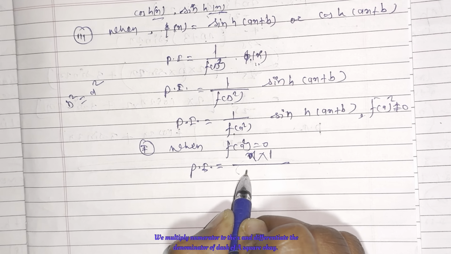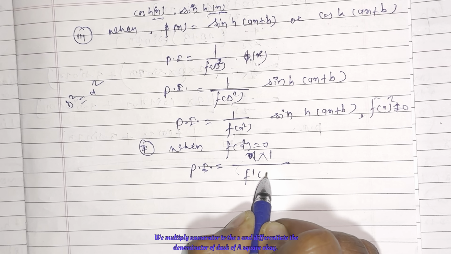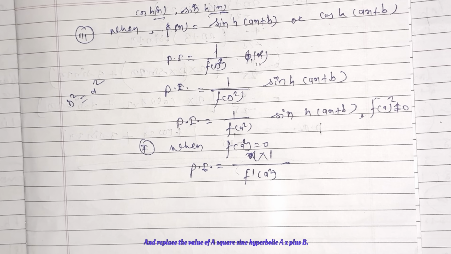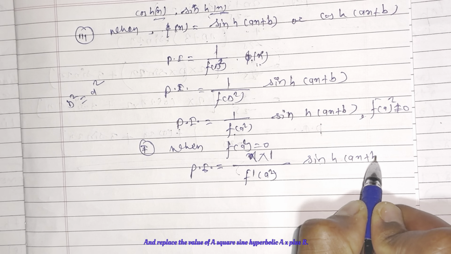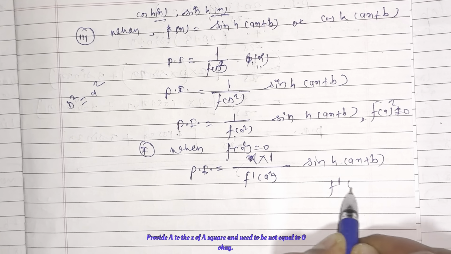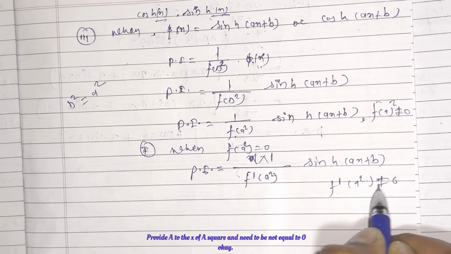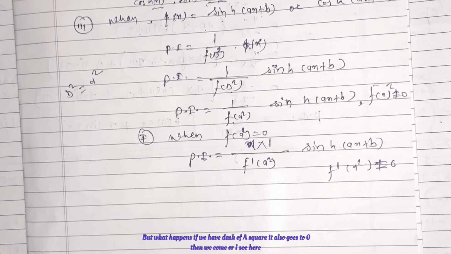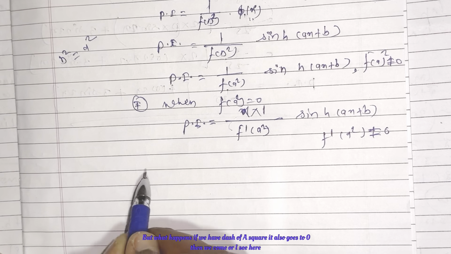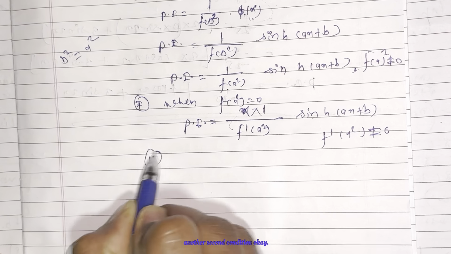We differentiate the denominator to f dash of a square, and replace the value of a square in sine hyperbolic ax plus b, provided f dash of a square is not equal to 0. This condition has to be there. But what happens if f dash of a square also goes to 0? Then another second condition arises here.